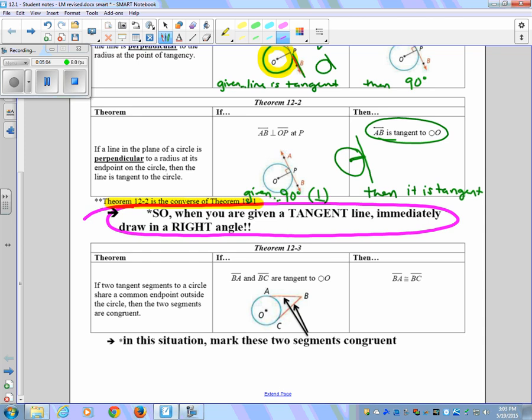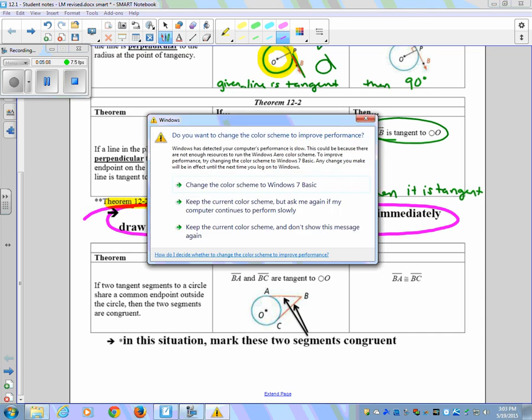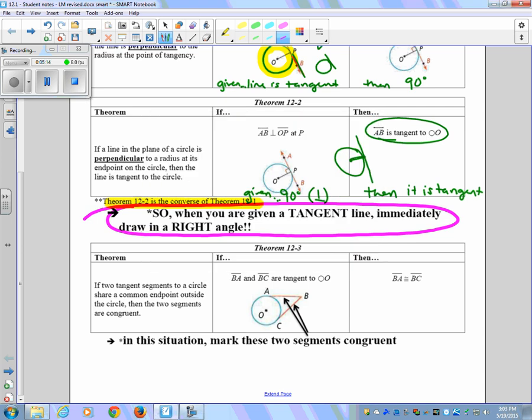That we know with tangent lines. Okay, so the second concept that we really need to use here is the theorem that says if two tangent segments to a circle share a common endpoint outside the circle. In other words, we draw one tangent line, and from that same point outside of the circle, we draw another tangent line.